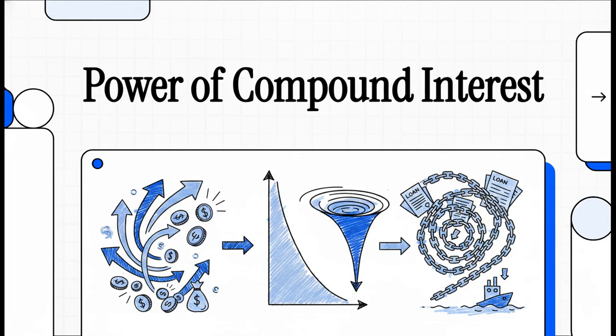Welcome to The Explainer. Today, we're going to explore how one single, seemingly simple mathematical concept can literally build massive wealth, or, on the flip side, trap borrowers in a seemingly endless cycle of debt. It's a force that has absolutely captivated everyone from ancient merchants to brilliant mathematicians and, of course, modern investors.